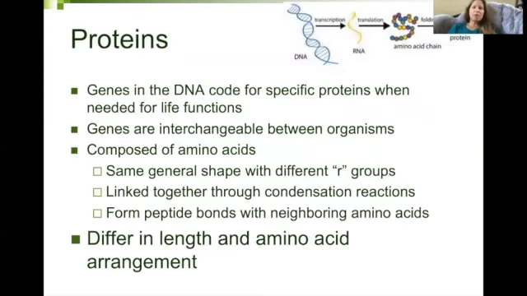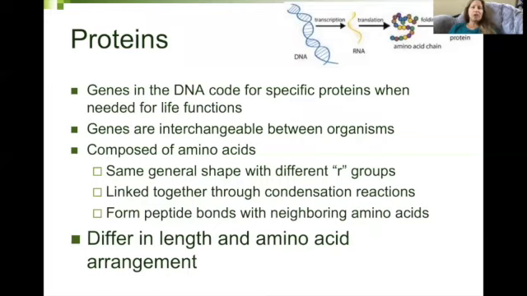Protein is produced using the information in the DNA. So genes in the DNA code for specific proteins when they're needed for life functions. Genes are interchangeable between organisms. I can take a gene for a protein from a mouse and I can put it into a dog. I can take the gene for bioluminescence from a jellyfish and put it into a pig, and I can make glowing pigs.